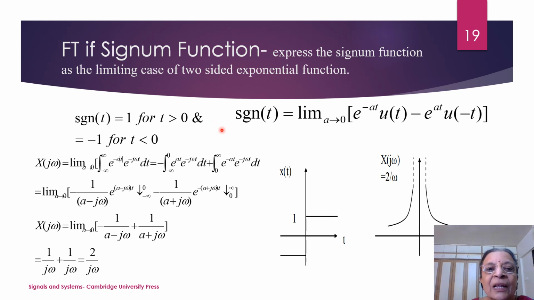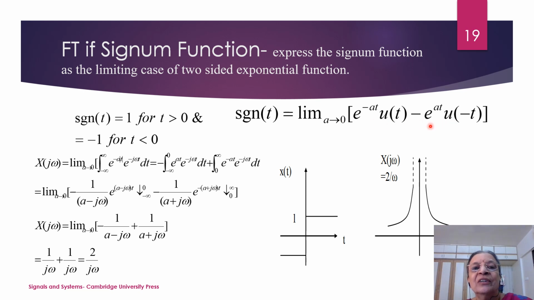Now let us consider a signum function and let us try to calculate the Fourier transform. This signum function is equal to 1 for t greater than 0 and equal to minus 1 for t less than 0. This is what is called the signum function. We write this signum function as the limit a tending to 0 of e raised to minus at u(t) minus e raised to at u(minus t). So when a tends to 0, this tends to u(t) minus u(minus t).